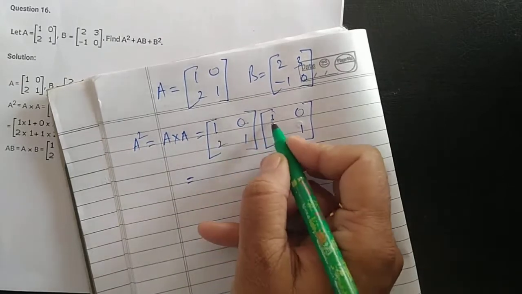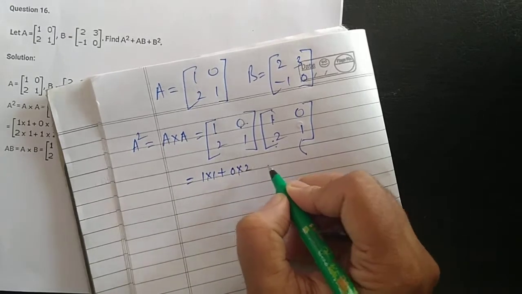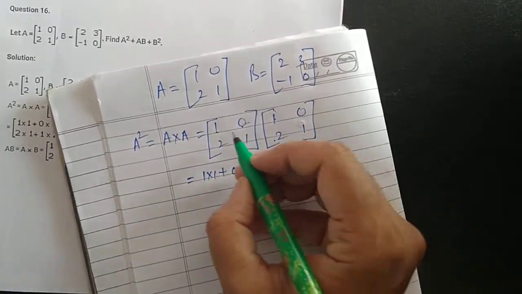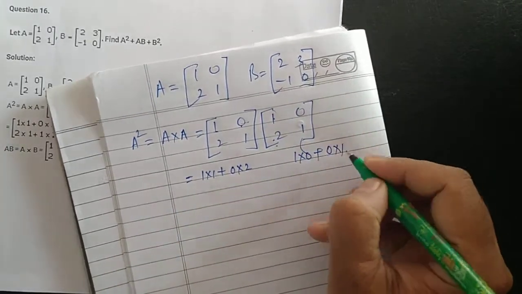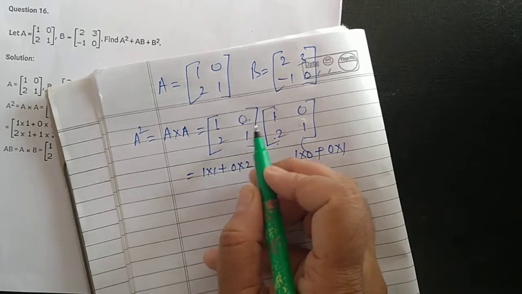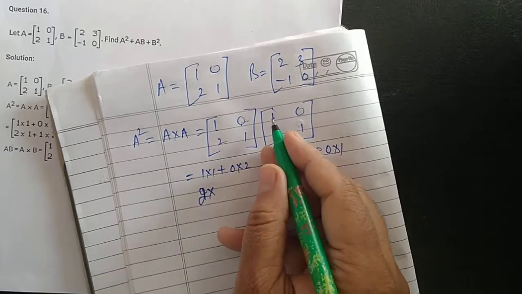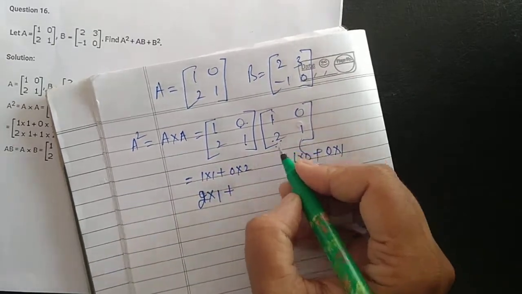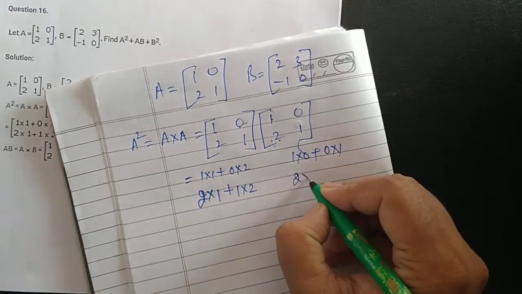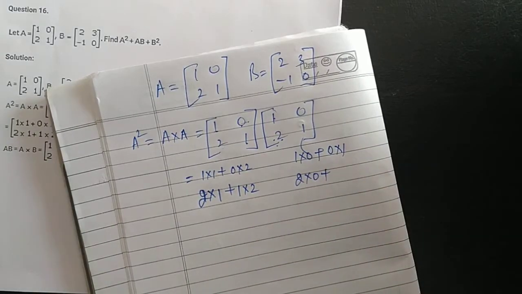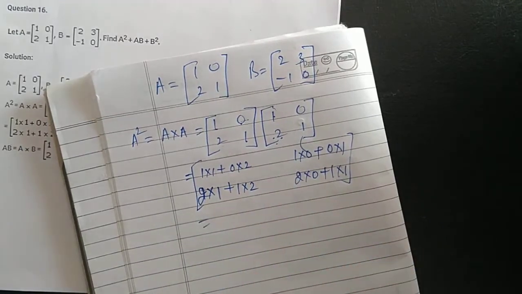So let us start. 1 multiplied by 1 plus 0 multiplied by 2. Then first row second column, 1 multiplied by 0 plus 0 multiplied by 1. Then second row with first column, 2 multiplied by 1 plus 1 multiplied by 2. Then second row with second column, 2 multiplied by 0 plus 1 multiplied by 1.